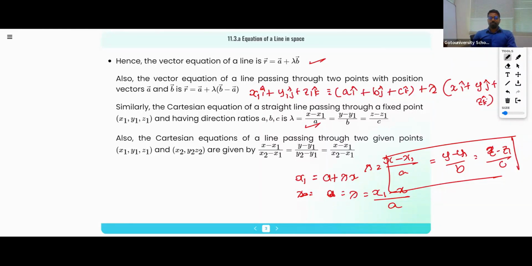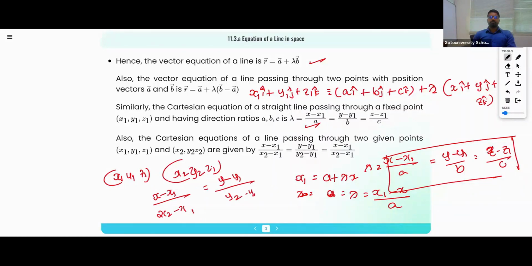Suppose you have two points on the line, (x1, y1, z1) and (x2, y2, z2). Then we can use not the direction ratio, but we can directly use this format to find the equation. That is (x minus x1)/(x2 minus x1), (y minus y1)/(y2 minus y1), which is also equal to (z minus z1)/(z2 minus z1). So this is the Cartesian equation of a straight line.